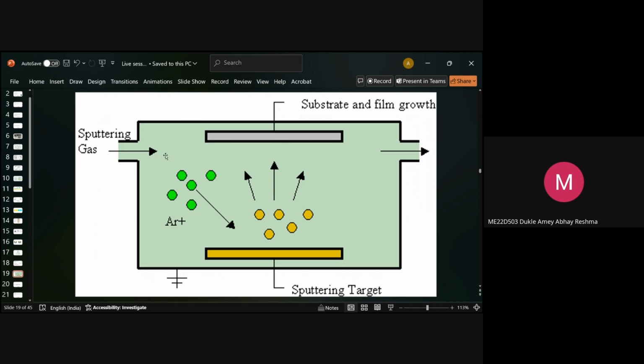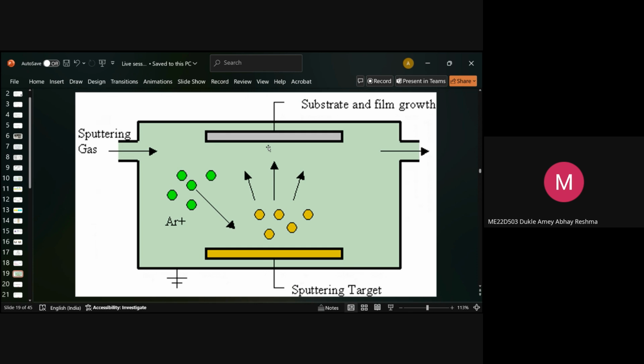Argon will get ionized, and it will go and hit the gold target. The gold will eject gold atoms, and the gold atoms will go and hit the silicon substrate, because there will be a potential difference. The sputtering target will be connected to the positive terminal and the substrate to the negative terminal, and the ejected atoms will go and hit the substrate and get deposited. So you'll get a gold layer on your substrate. This is how the entire PVD process works.